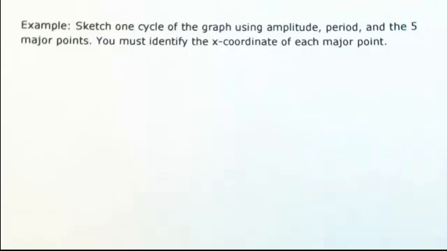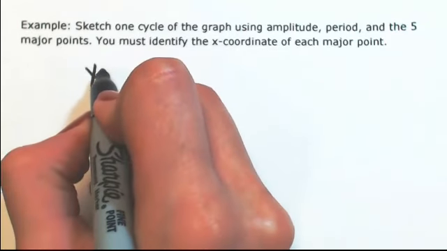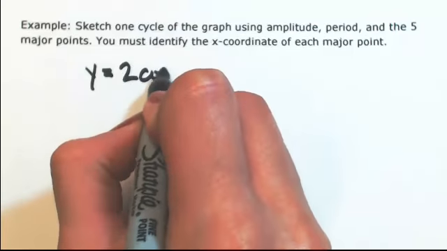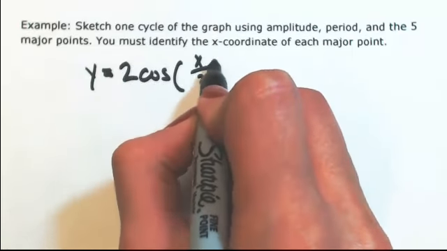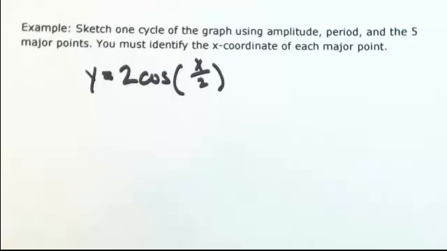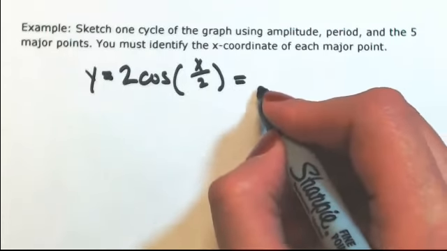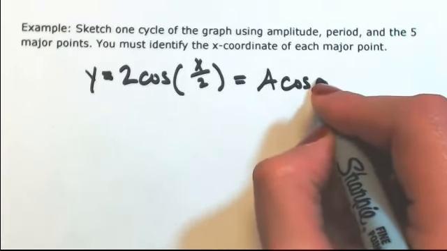Sketch one cycle of the graph using amplitude, period, and the 5 major points. We must identify the x-coordinate of each major point. Let's say we have y equals 2 cosine of x over 2. This could be seen as the form a times cosine bx.